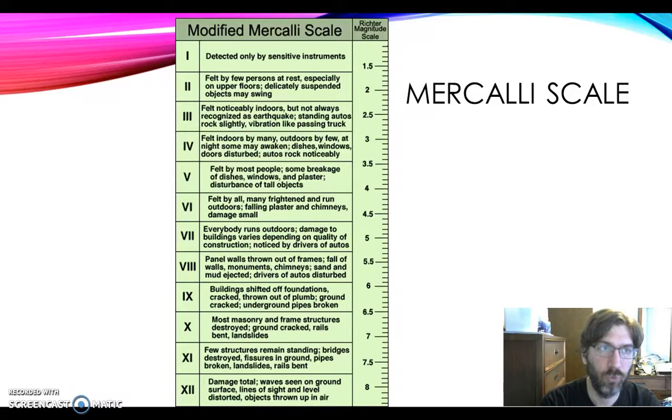Here's a quick look at your Mercalli scale. As you can see, Roman numeral 1 up here is only going to be something that's detected by sensitive instruments, and you probably won't feel it, all the way down to 12 down here, where you're going to get a lot of damage and thrown objects and things like that.